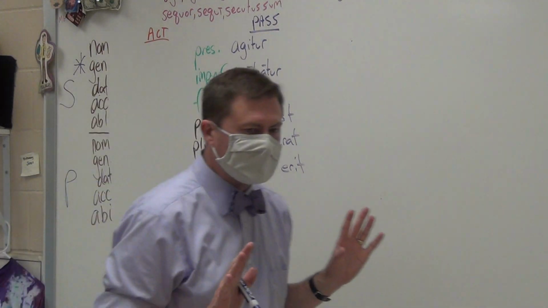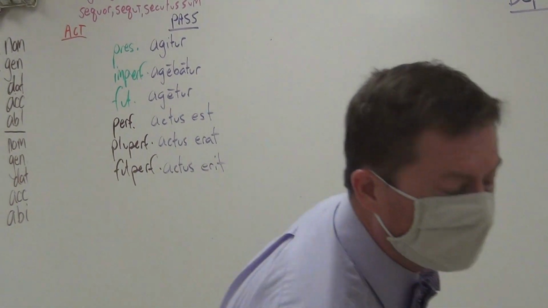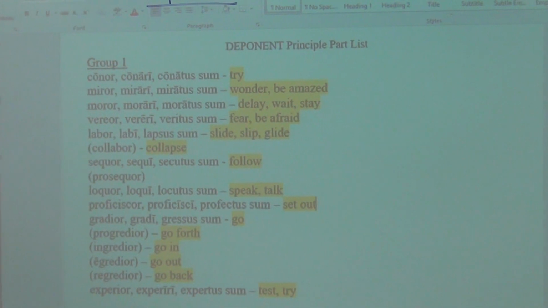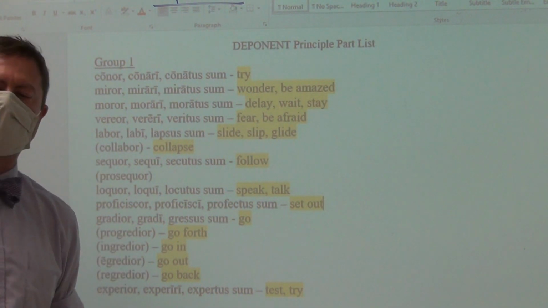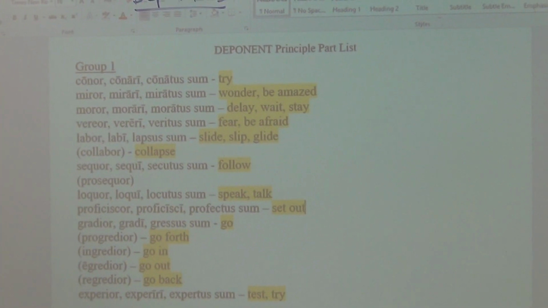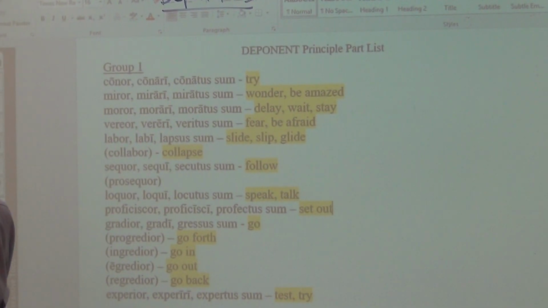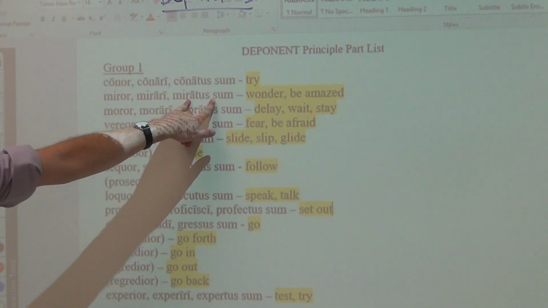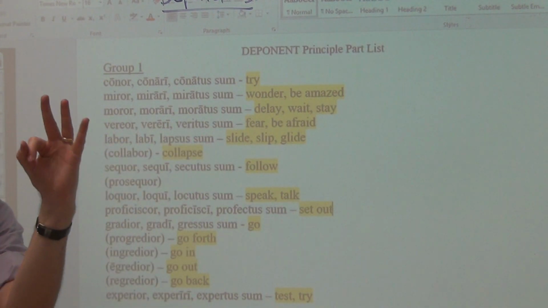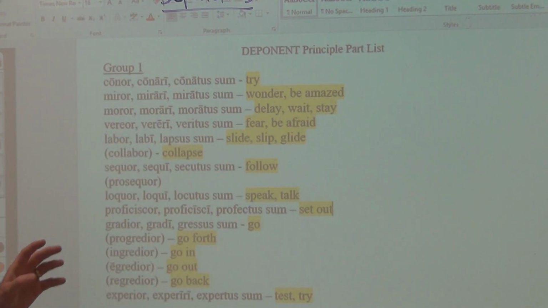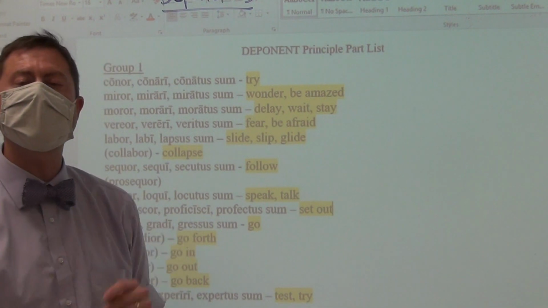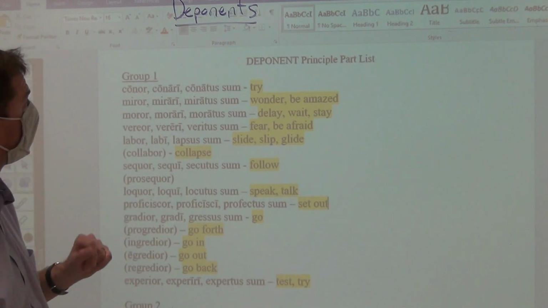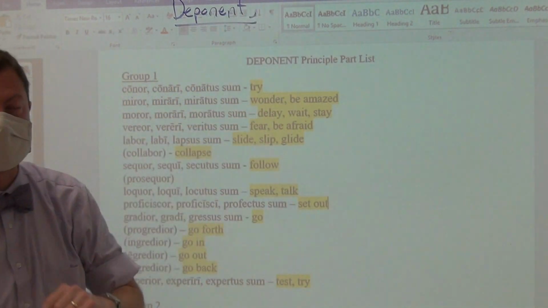Now, when we look at deponent principal parts, they are going to look different. And here is a list of them that you can find in the module as a document that you can keep, print out, whatever you wish. These are some of the most common deponent principal parts. First thing you will note, conor, conari, conatus sum, miror, mirari, miratus sum, moror, morari, moratus sum, is that deponent verbs have three principal parts. And let's understand why. Before we continue, your first word is deponent. It's written right up there, D-E-P-O-N-E-N-T. That's it, without the S. Deponent, first word that you put in.